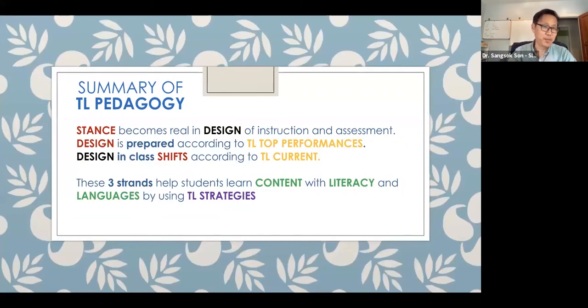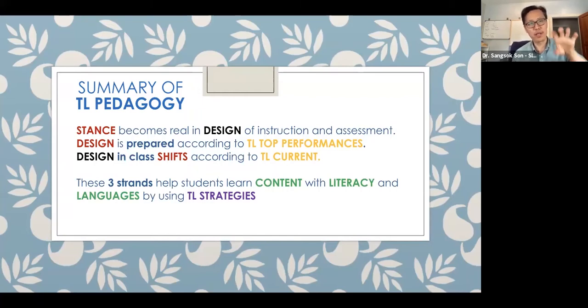Okay, so this is a summary of the translanguaging pedagogy. The translanguaging stance becomes the teacher's stance about bilingualism, and home language becomes real in their unit design. And this design is prepared according to the translanguaging spinning top performance. Do you remember the spinning top? And then the design in class shifts according to the translanguaging current.